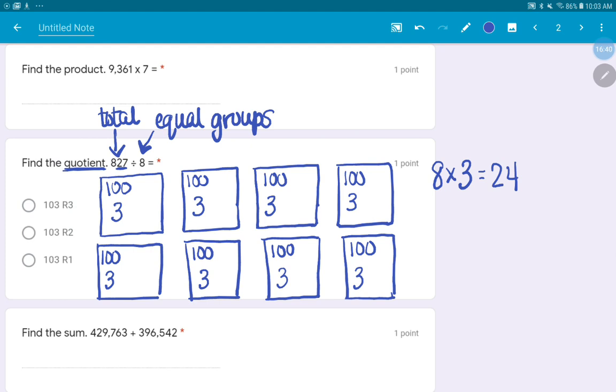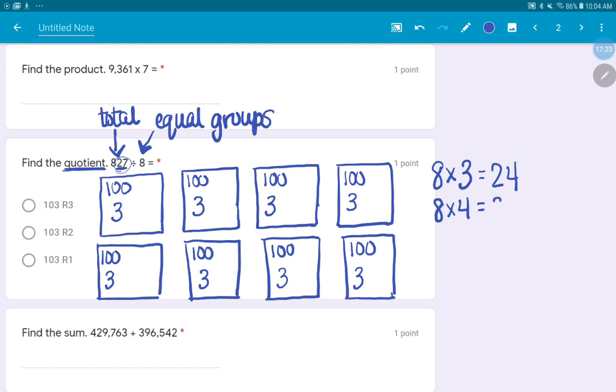So let's think about this for just a second. I had 27. And 8 times 3 is the closest that I can get to 27 without having too many. What if I did 8 times 4? I heard 4 back there. What's 8 times 4? I've heard 3 different answers. What's 8 times 4? 28.